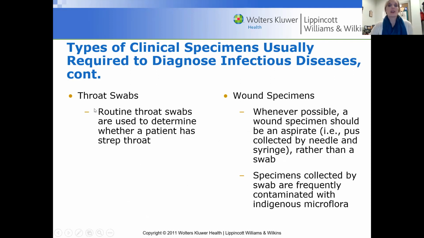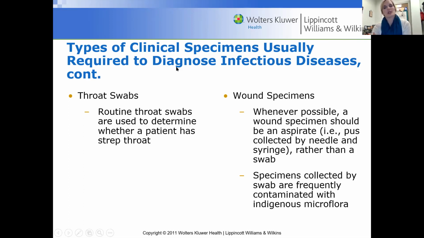Throat swabs. In this case, we really just need a sample of the patient's, not necessarily saliva, but we want to make sure that we're focusing on where that pathogen is present. So routine throat swabs are used to determine whether a patient has strep throat. Again, we're not wiping the inside of their mouth. We need to make sure we're deeper in the throat, where that pathogen is causing that infection. And wound specimens, whenever possible.